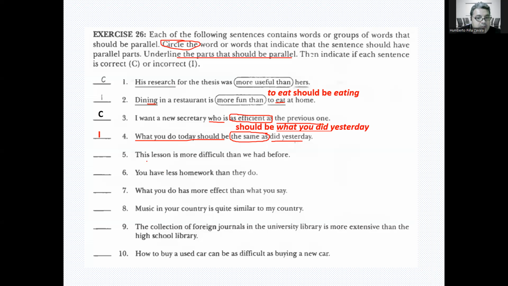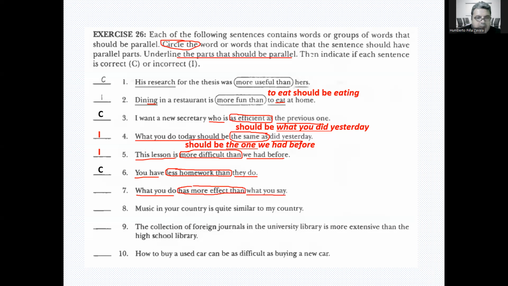Phrase. This lesson is more difficult than we had before. This lesson is more difficult than the one we had before, than the lesson we had before. You have less homework than they do. Okay. What you do has more effect than what you say.